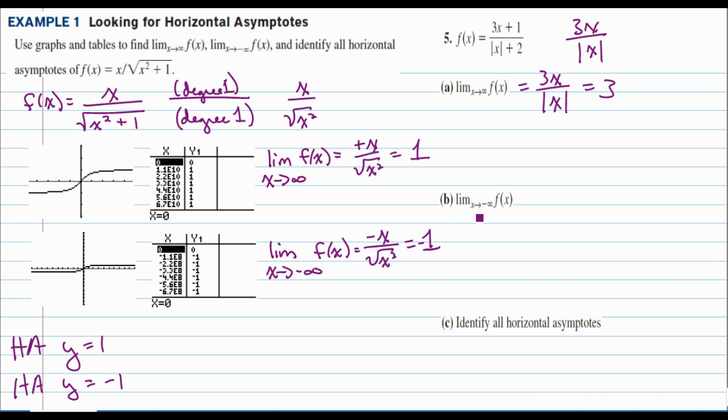However, the limit as x approaches negative infinity means that I would take a negative 3x over, the denominator is still going to stay positive because of the absolute value, so that would be negative 3. So identifying all horizontal asymptotes, I've got two of them. I've got y equals 3 and y equals negative 3.